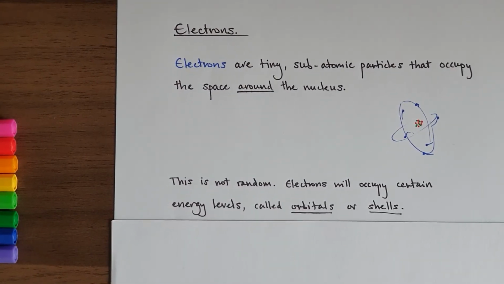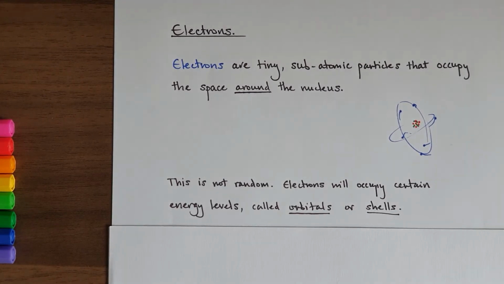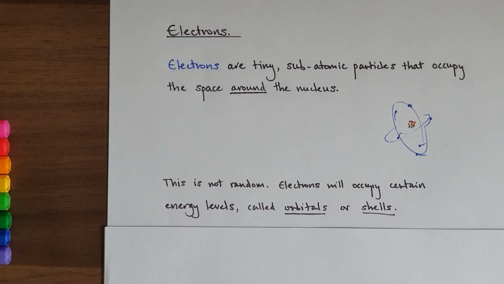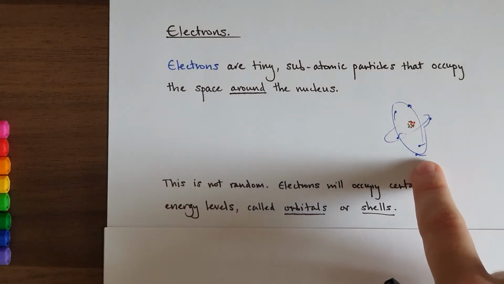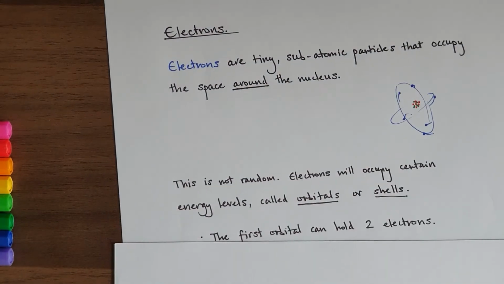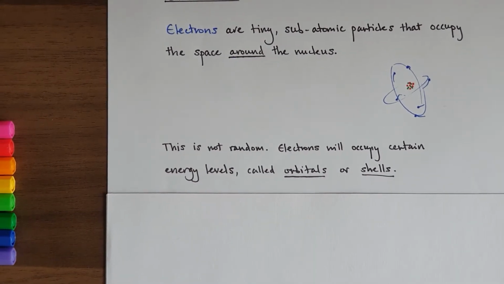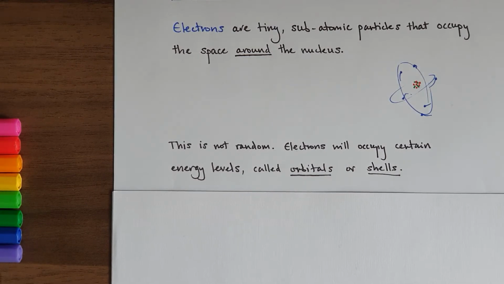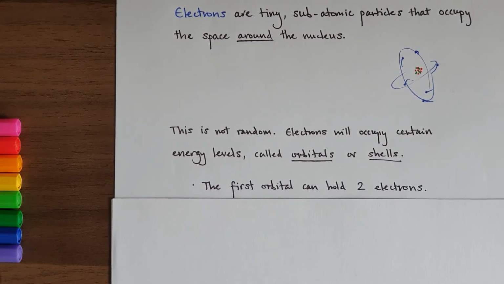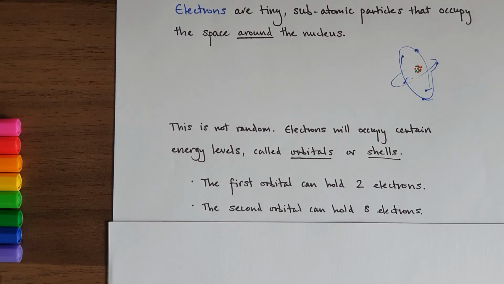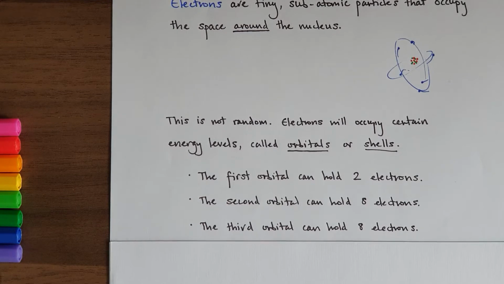Electrons will occupy certain what are called energy levels, and usually you'll hear these called orbitals or shells. In these videos I'm going to use the word orbitals, which I prefer because I like to think of the electrons as orbiting the nucleus. So we're going to talk about orbitals. We need to know at National 5 level about the first three orbitals, the first three levels that the electrons are allowed to exist in. The first orbital can hold 2 electrons, and only 2. The second can hold 8, and the third can hold 8 again.